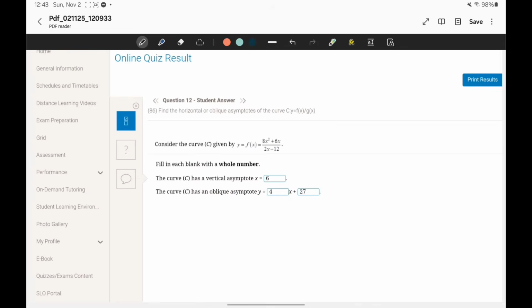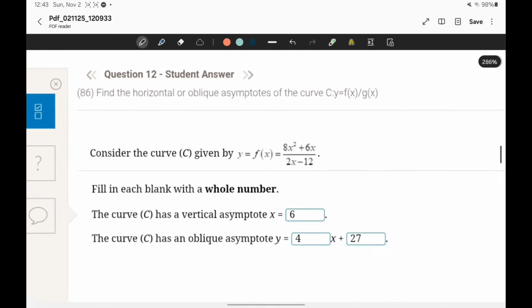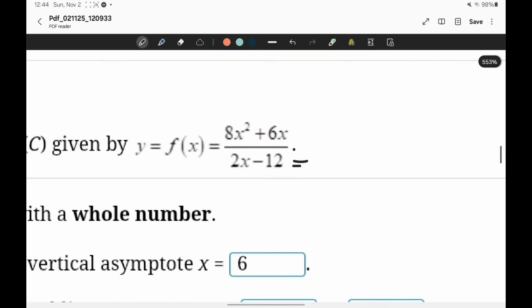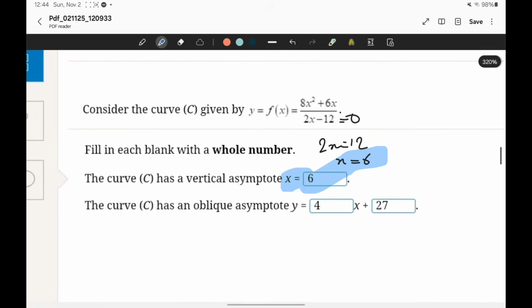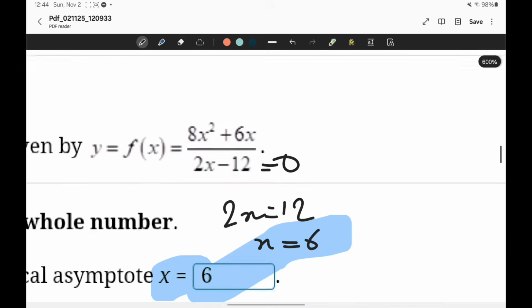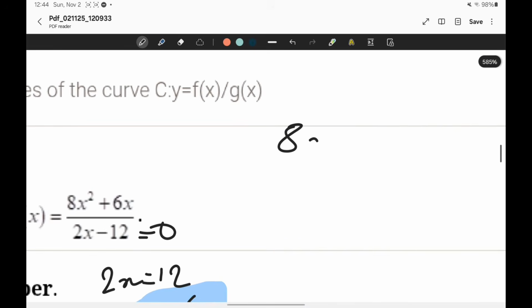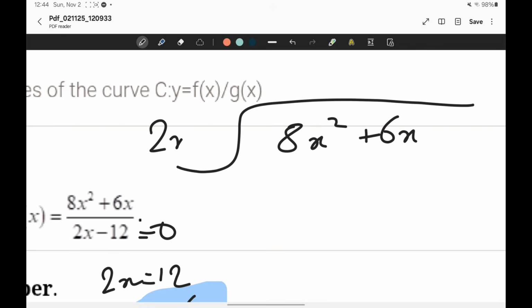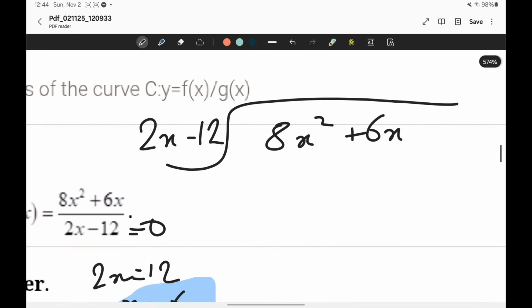Number 12, they're asking for the vertical and oblique asymptote. For the vertical asymptote, we take the denominator and equate it to 0, so 2x equals 12, x equals 6. Now they want the oblique asymptote, so we're going to divide. We're going to do 8x squared plus 6x divided by 2x minus 12. We divide the first terms: 8x squared divided by 2x is 4x.